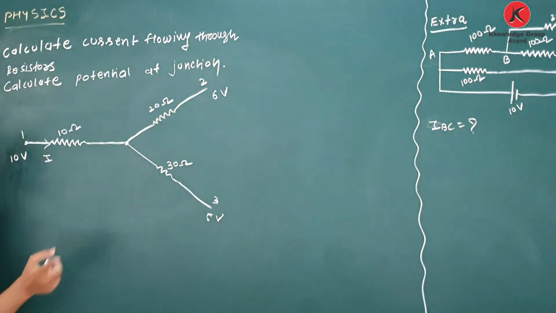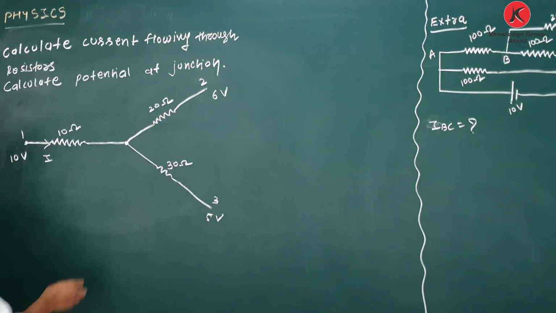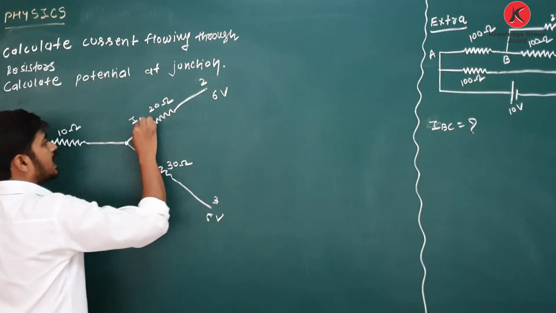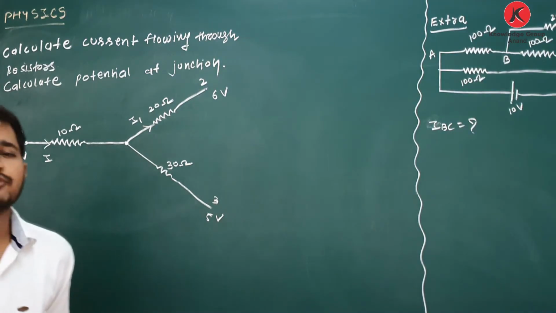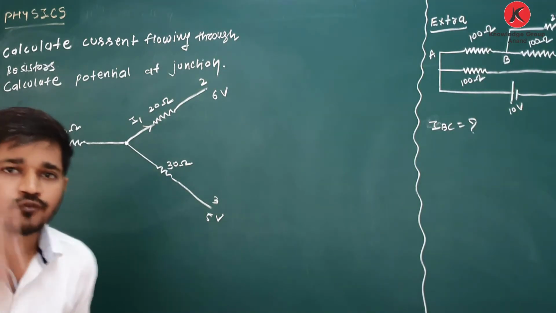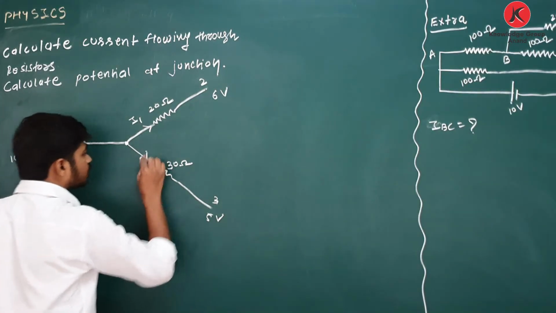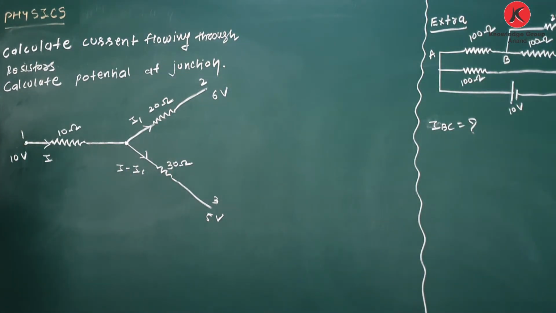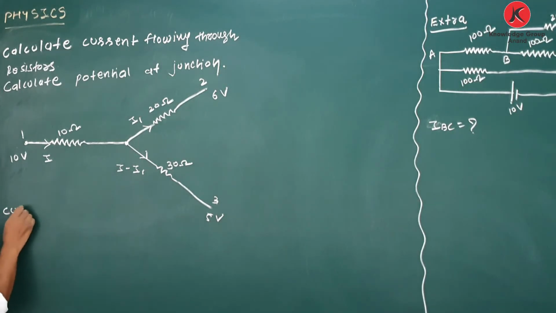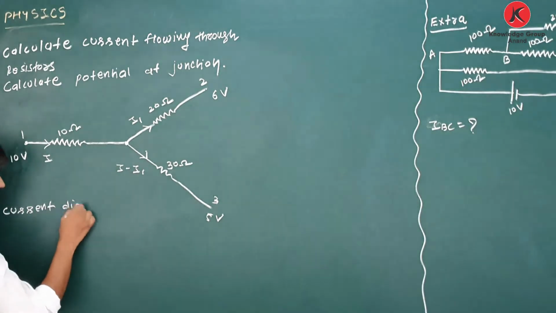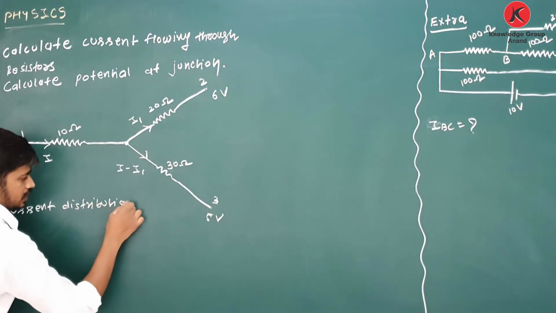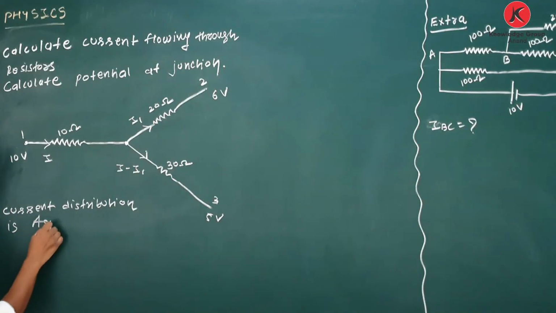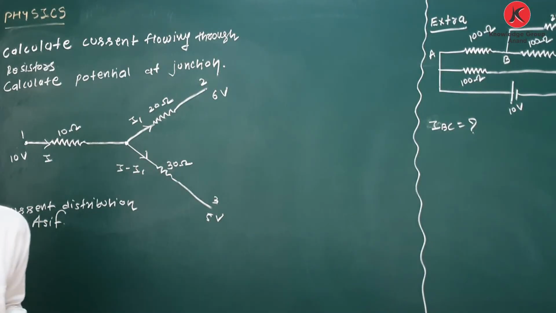At this point, it is called the junction. From this point, current gets divided into branches. If I assume the current flowing in this branch is I1, then according to Kirchhoff's first rule, the current flowing in this branch is I minus I1. So first of all you have to write only one statement: the current distribution is as shown in the figure.